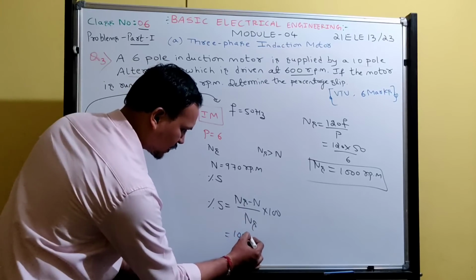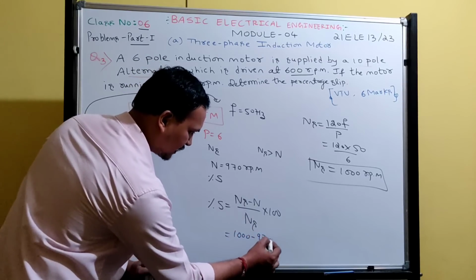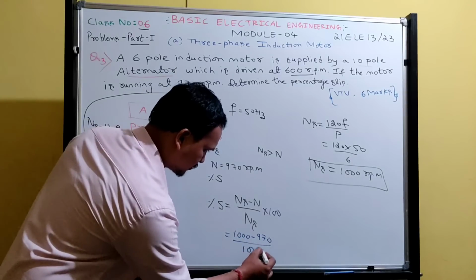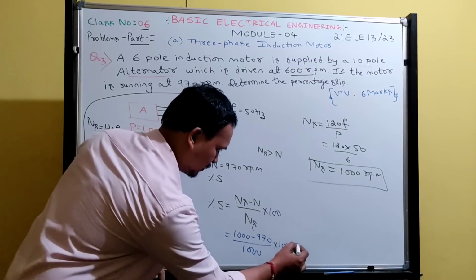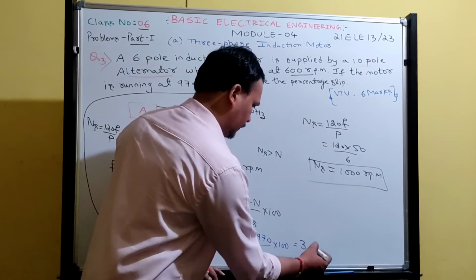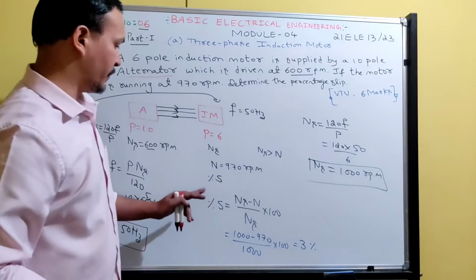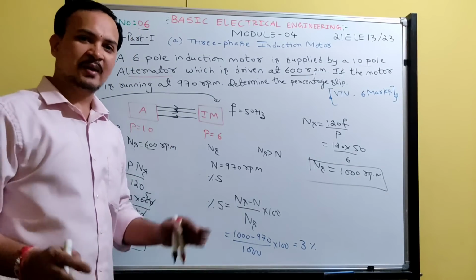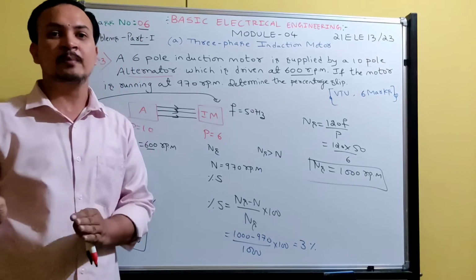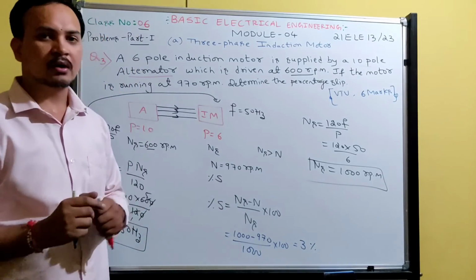Okay. Ns is how much? 1000 RPM minus 970, which is the N value, divided by 1000, multiplied by 100. Do it in the calculator, and you will get 3%. So what is the percentage slip? 3%. What is the good induction motor range? 1% to 5%.